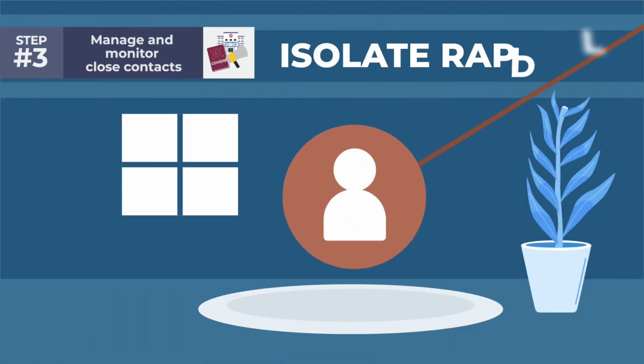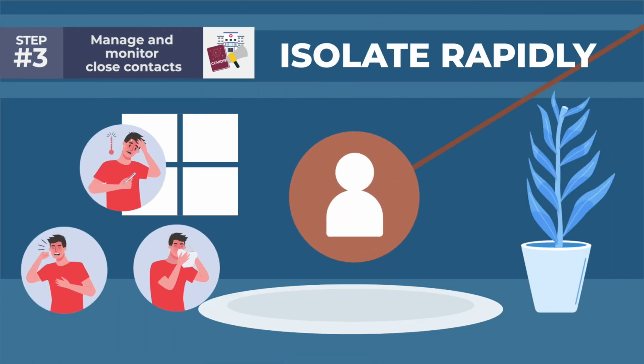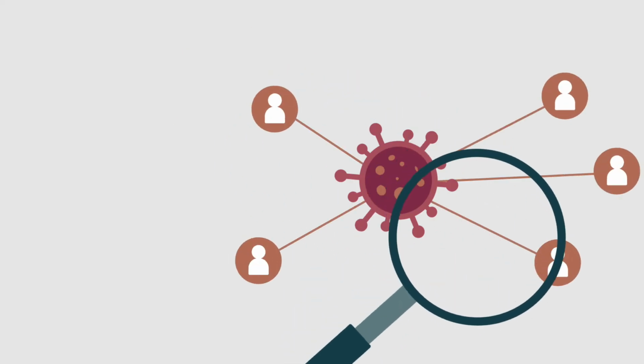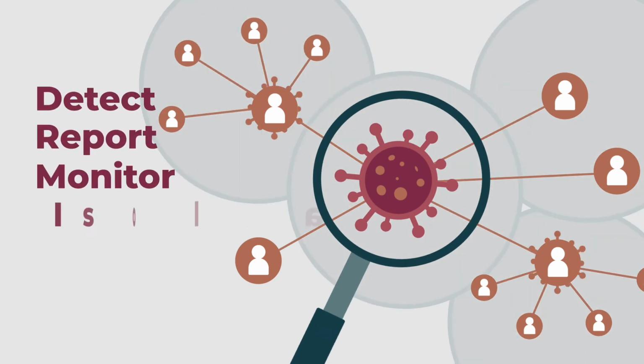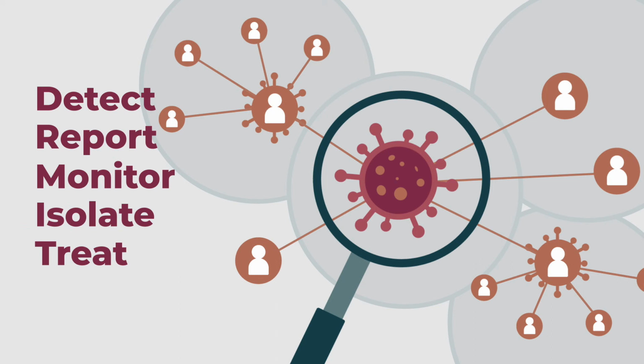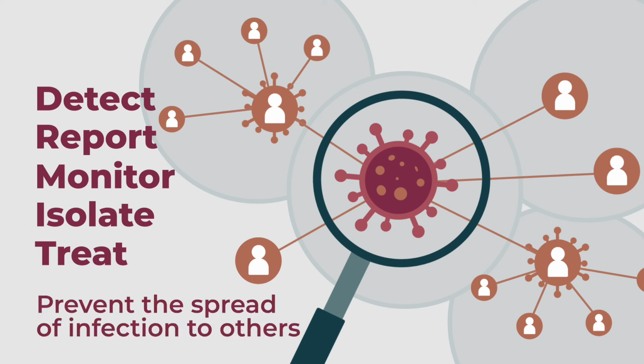We isolate rapidly close contacts with symptoms. They should be assessed, monitored, and referred for testing as needed. Contact tracing aims to detect, report, monitor, isolate, and treat cases quickly to prevent the spread of infection to others.